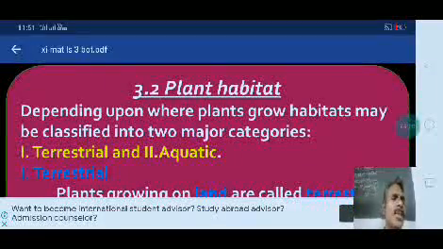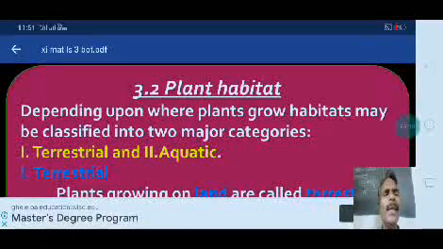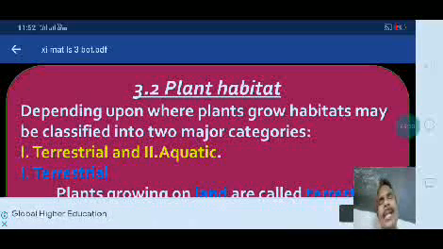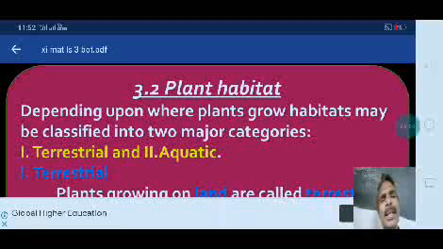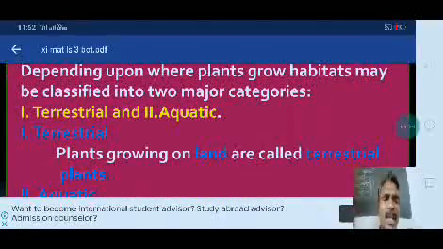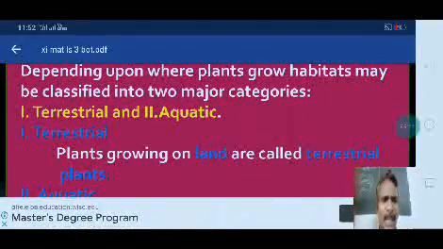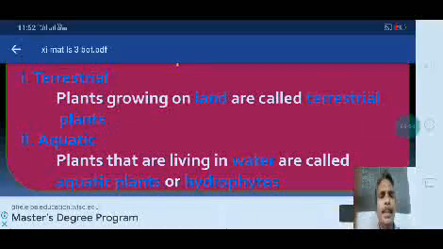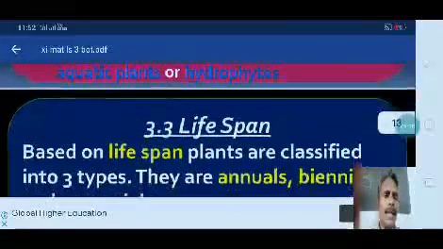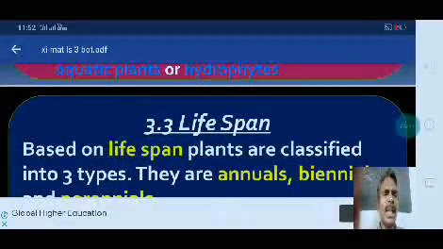Okay, plant habitat. Next we pass on to plant habitat. Depending upon where the plants grow, habitats may be classified into two major categories. First one, terrestrial, and second one, aquatic. Terrestrial plants mostly live in land conditions. Aquatic plants grow in water. Terrestrial plants grow on land, and aquatic plants that live in water are called hydrophytes.